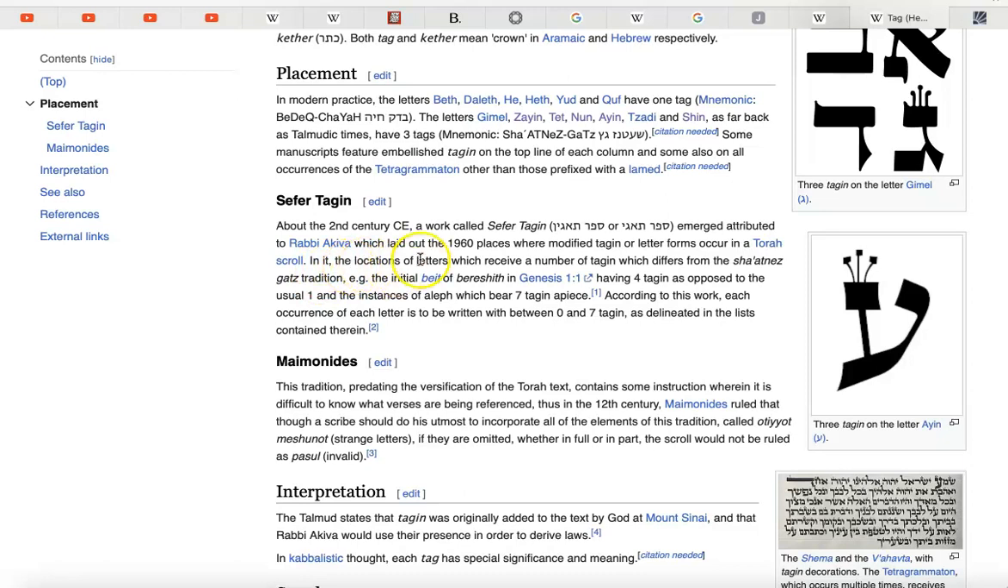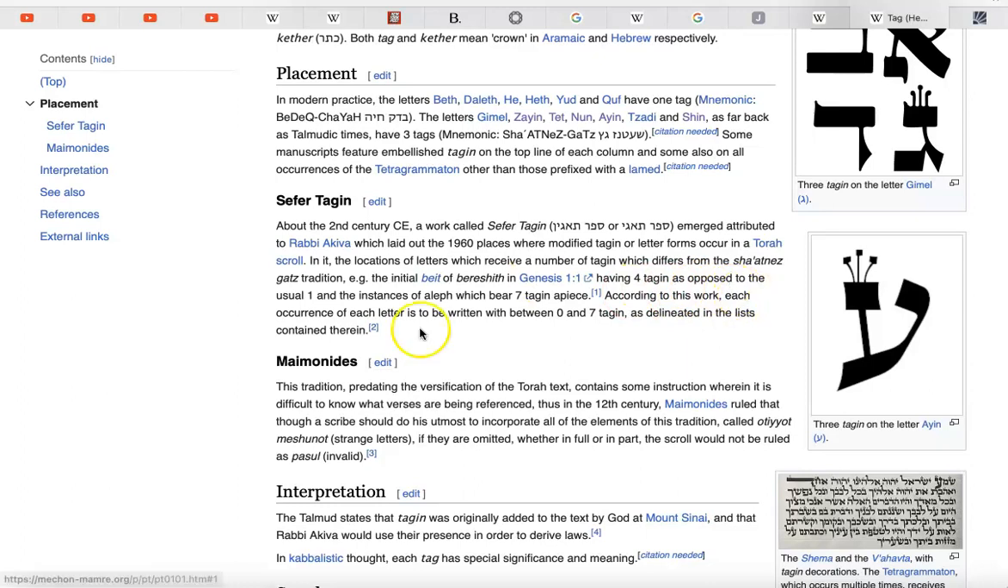In it, the locations of letters which receive a number of tagging, which differs from the number of Sha'atnez Gat's tradition. I don't know what Sha'atnez Gat's means. In other words, the initial bet. Is it bet or Bereshith in Genesis, chapter 1, verse 1, having 4 tagging as opposed to the usual 1, and the instances of Aleph, which bears 7 tagging. Do you see why I'm confused by this?